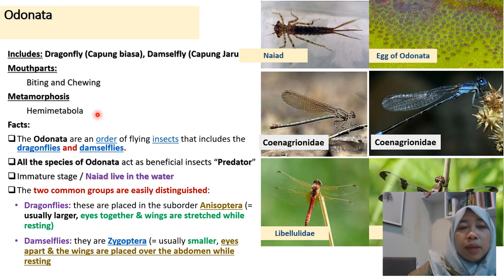So the metamorphosis is hemimetabola: egg in the water, and then naiad in the water also, and then the adult is free living. Dragonfly and damselfly have different subordo. One is Anisoptera and the other, damselfly, is Zygoptera. The damselfly is usually smaller than the dragonfly. And as I told you before, the wings are placed over the abdomen while resting, different from the common dragonfly.